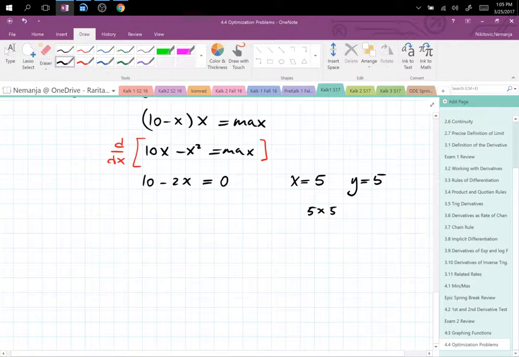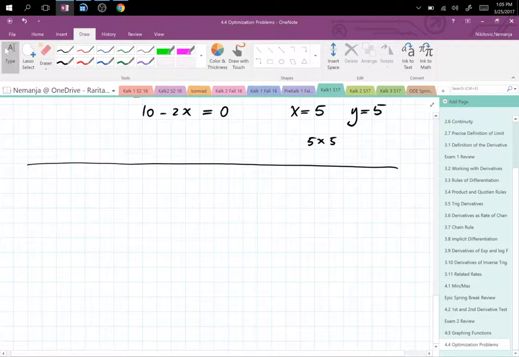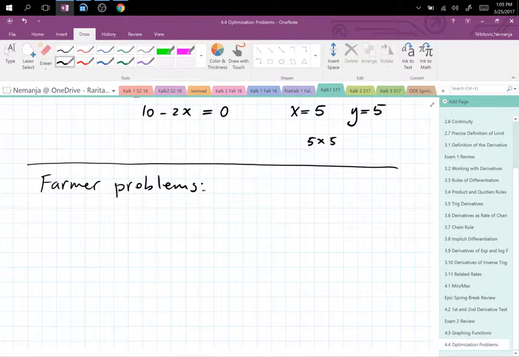Now, what kind of problems are you expecting in terms of application? Well, these rectangle problems are famous as farmer problems. Same problem would be farmer wants to enclose a rectangular area for a pasture, and he has 1900 feet of fence. What is the maximum rectangular area or plot that he can enclose?